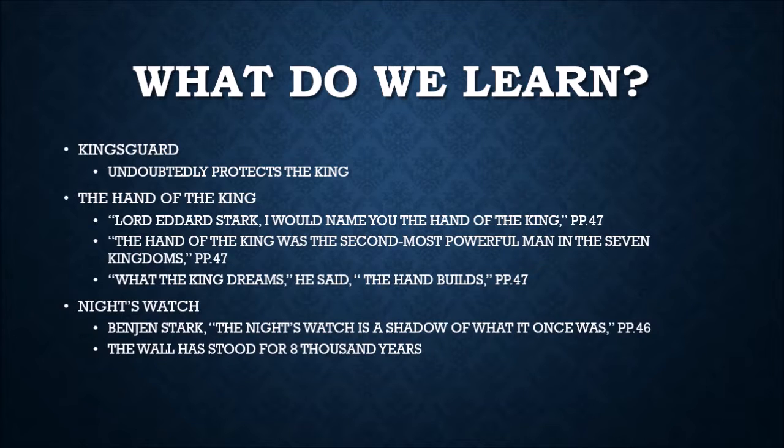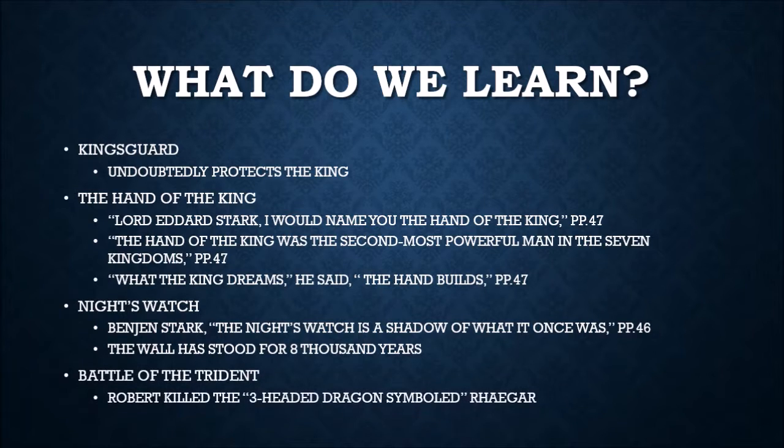We learn more about the Night's Watch. We know from letters that Ned Stark's brother, Benjen Stark, says the Night's Watch is a shadow of what it once was. So we just get more information in tandem with what we know from the prologue about how they're dying. The wall has stood for 8,000 years. So we get a little bit more of the lifespan of the wall. 8,000 years is a very long time. Now, I don't know if we know at this point that the wall is made out of ice, other than the fact that in the prologue the wall was, quote, crying, but it is an ice wall.